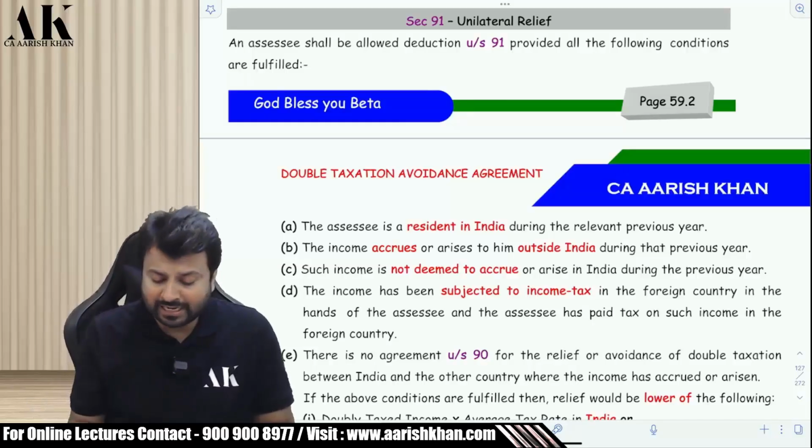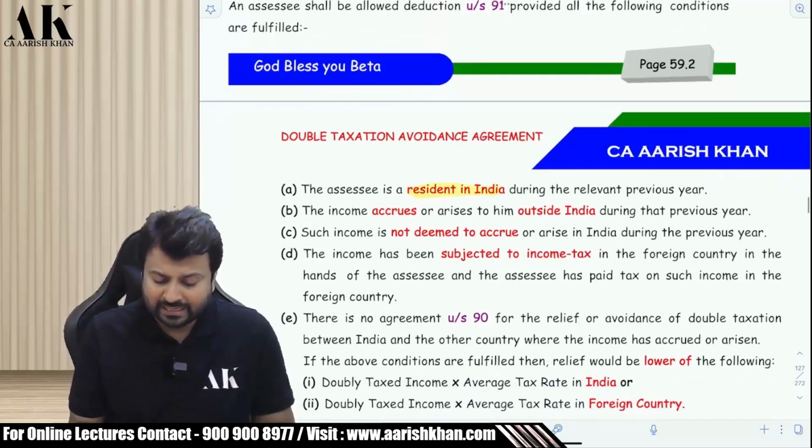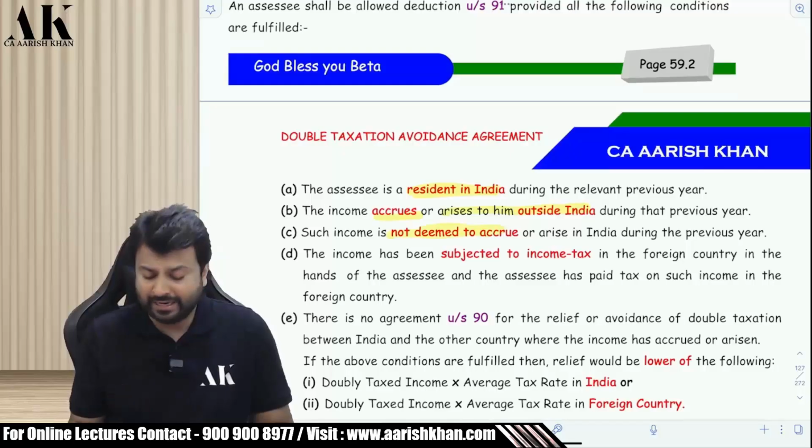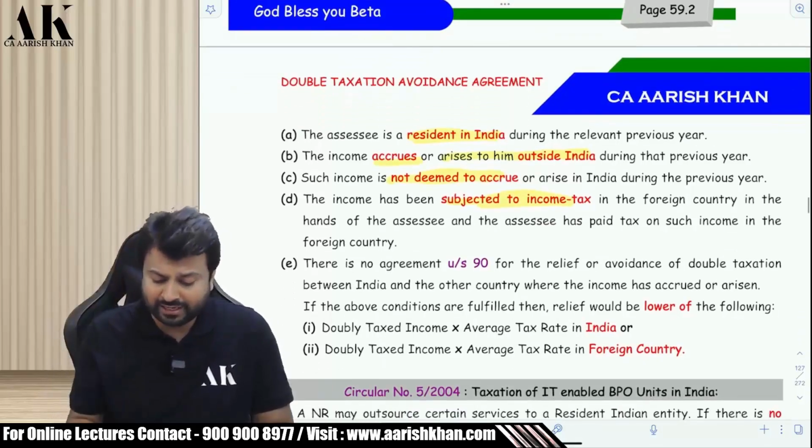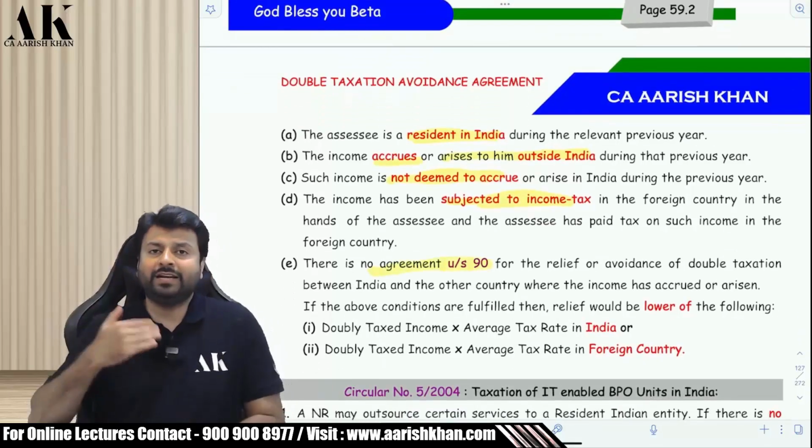The conditions are: he should be resident in India. Second, the income arises or accrues outside India. Third, the income is not deemed to accrue or arise in India. Fourth, he is subject to tax in the foreign country. Fifth, there is no agreement between India and that country.